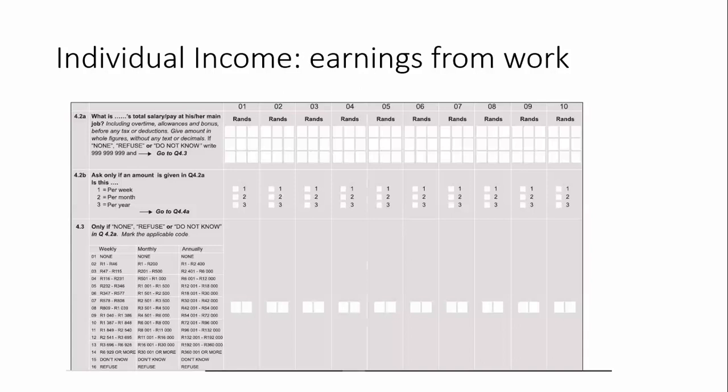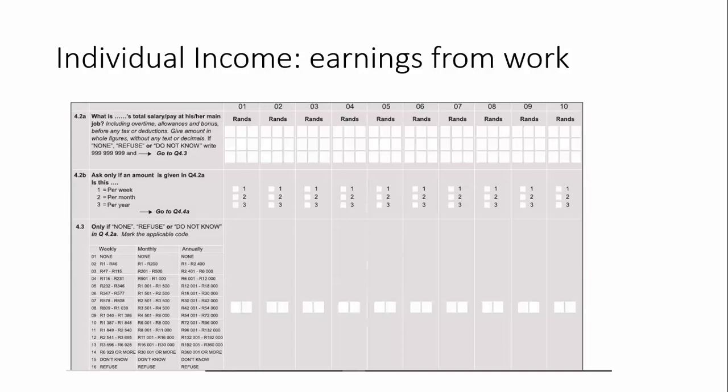So they get asked what's called a bracket question. That's 4.3, you can see here. They get asked, well, tell us approximately how much you earn. For example, in the monthly category, it's 1 to 200 Rand a month, or 201 Rand to 500 Rand a month. And then finally, the top bracket is 30,000 Rand or more.